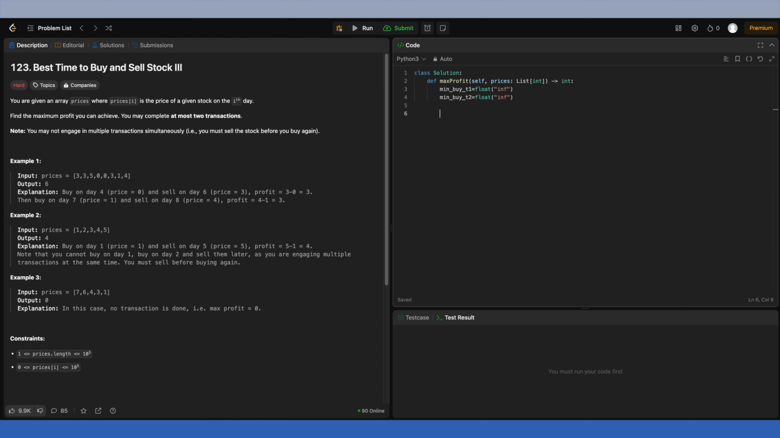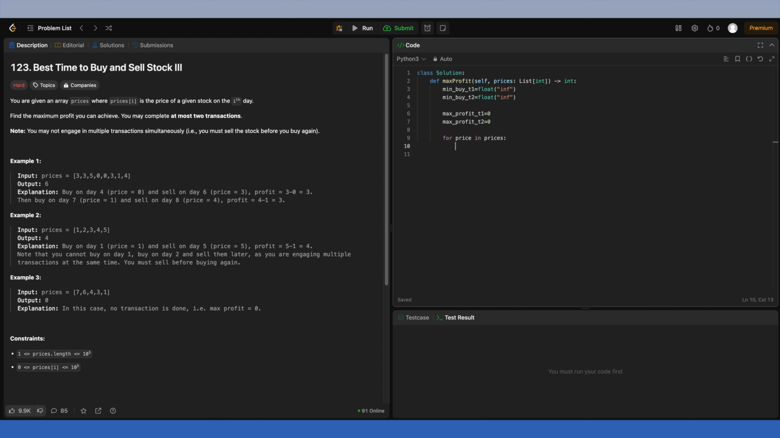Then whatever the profit we gain on the transaction 1, we can declare as max profit T1, and we can initialize it to 0 because we have not done anything, right? We have not made any profit. Okay, then for the transaction 2 we can declare another variable, which is also 0 because we have not made any profit over here. Now what we'll do, we'll iterate over each price, for each day, in prices.